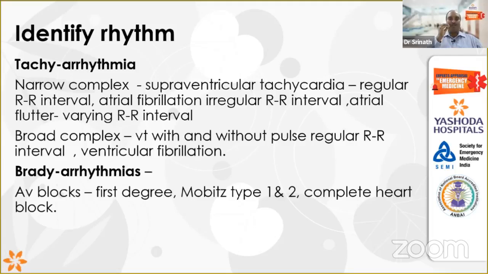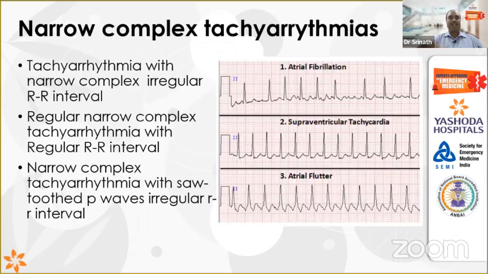Now, narrow complex tachyarrhythmias. As I mentioned, you can see here the irregular RR intervals. Are you seeing? I'll go in a methodical way. Are you seeing the P waves? It looks like you are seeing, but there are multiple P waves here. The atrium is continuously triggering. So you are seeing the fibrillatory wave. You see the QRS complexes, they are narrow in nature. You see this RR interval and this one, it is irregularly irregular.